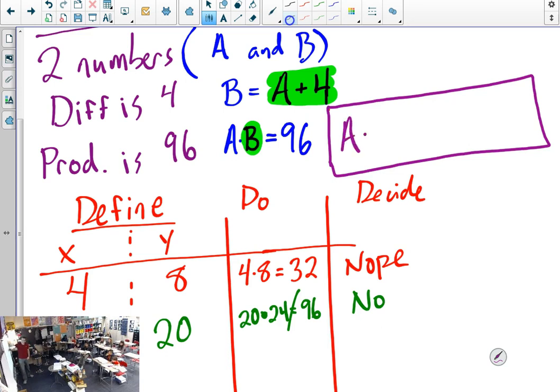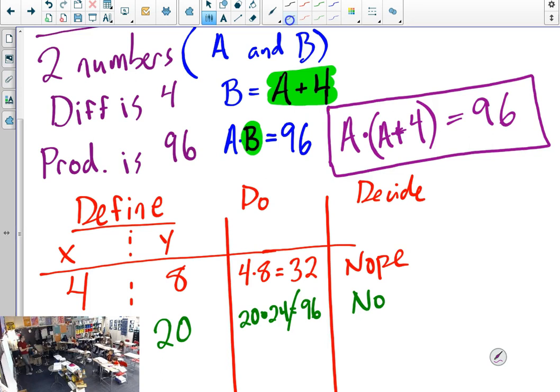So we could now say A times A plus 4. I replaced B with A plus 4. Do we understand what I did? I just replaced it. That's called substitution. And that equals 96. Questions?